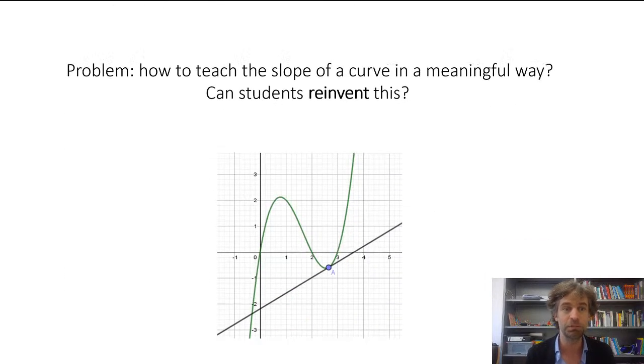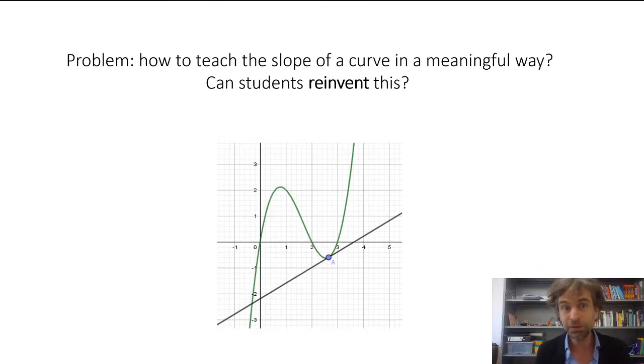So what is the problem? The problem is this: how to teach the slope of a curve in a meaningful way. And then one way to make it meaningful is by reinvention, because you then build on what is meaningful for students. So can students actually reinvent the notion of slope of a curve?